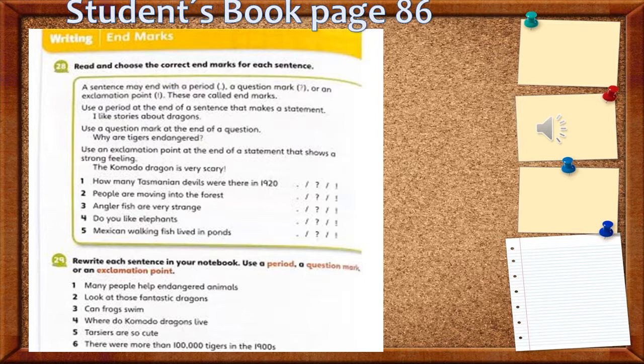Now, we have the activity 29, and it says, rewrite each sentence in your notebook and use a period, a question mark, or an exclamation point. So you have these 6 different sentences. It's not necessary that you copy in your notebook, but please choose the correct end mark for each one. Try to do it in the book. I know that you can do it.